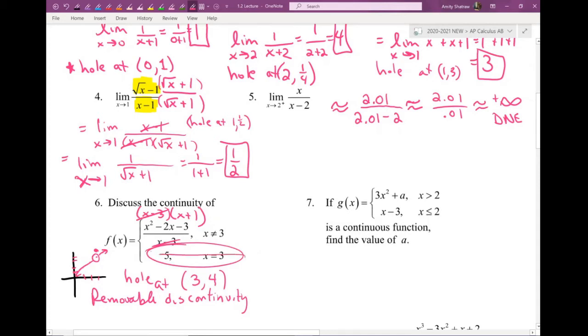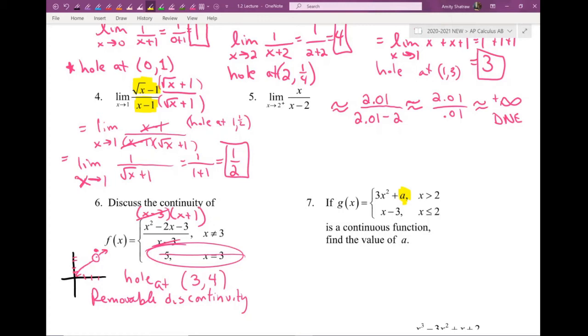Okay. Now for number 7, I say if g of x is this crazy looking thing, and I don't know about you, but I already have enough variables in my life. I don't need any more. I'm upset now.